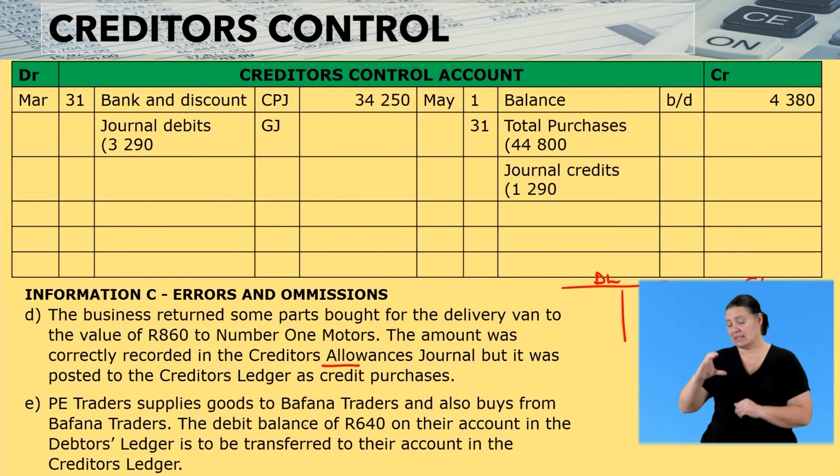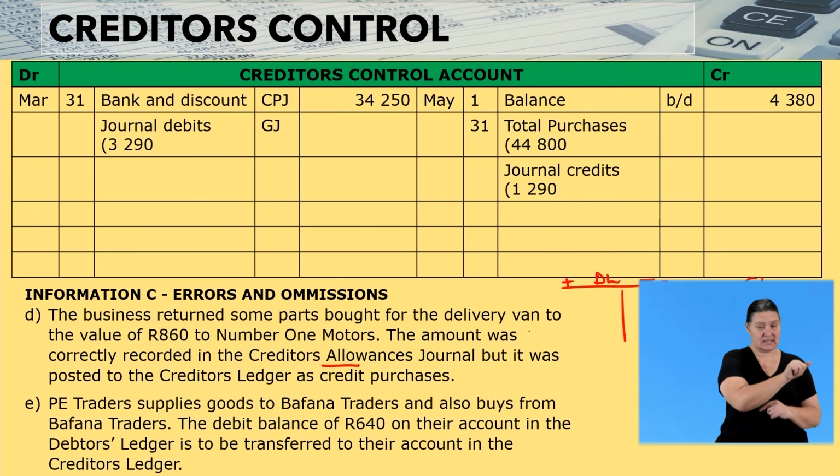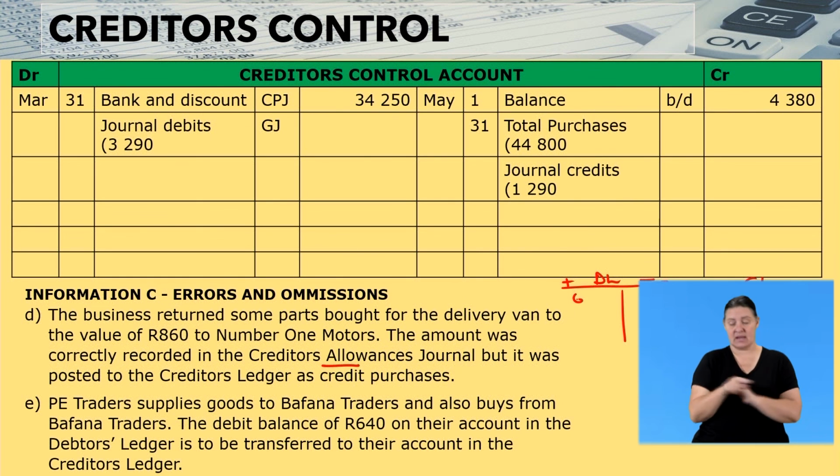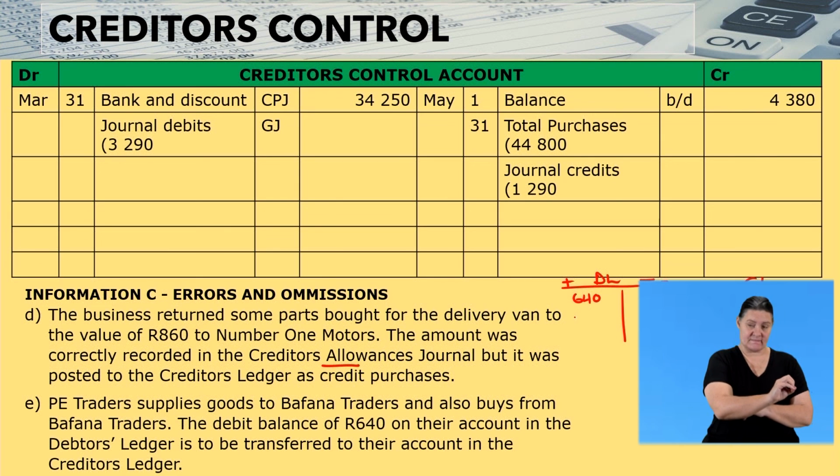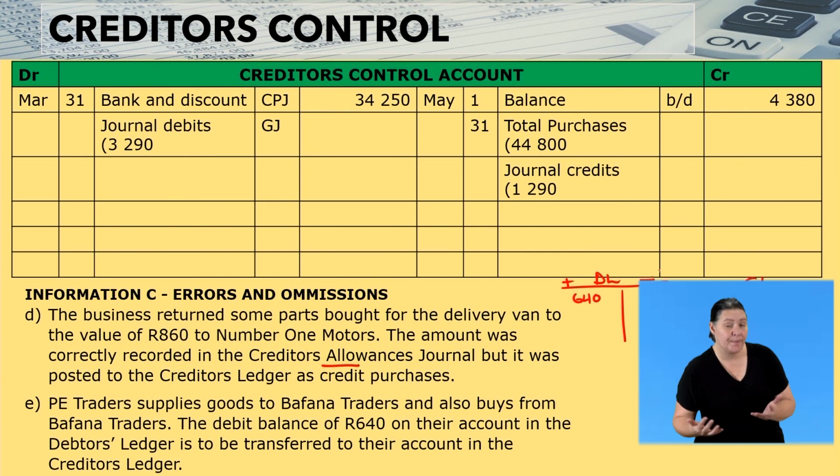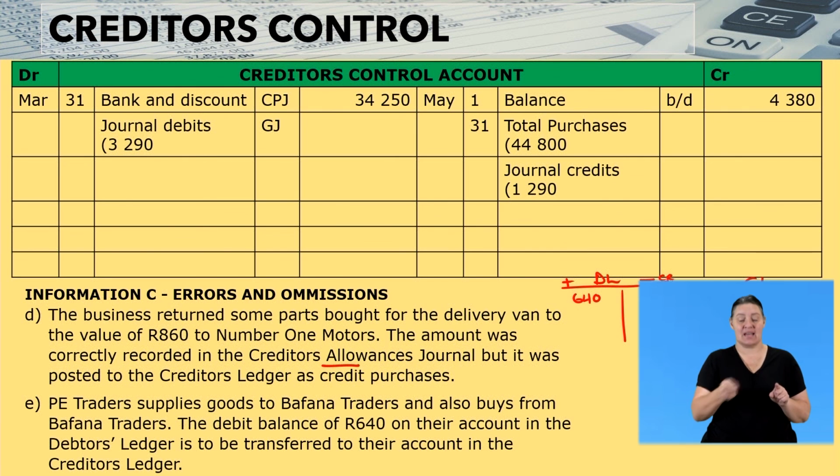They say the debit balance of 640 on their account in the debtors ledger, a debit balance of 640. So here is the debit, here's a plus, and here's a minus. And there is a debit balance of 640 on their account in the debtors ledger, which is to be transferred to the account in the creditors ledger. To transfer that, I'll come now to the credit side of the debtors ledger, and I'll say 640.